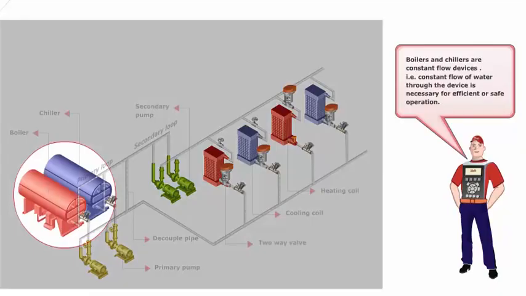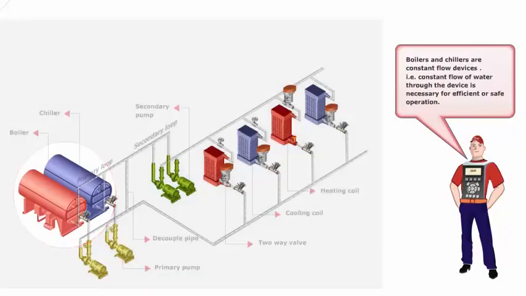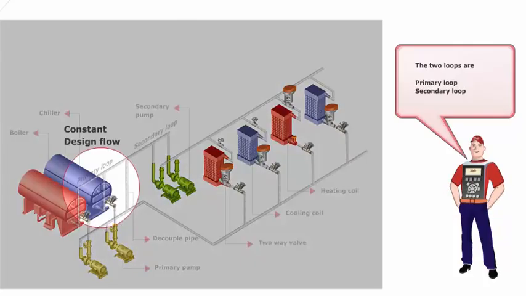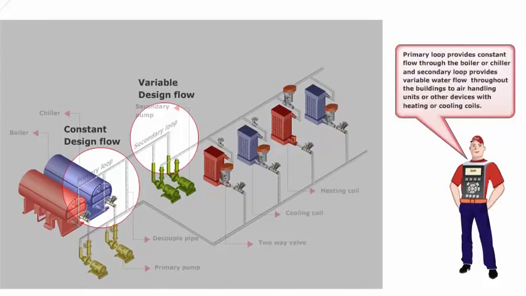Boilers and chillers are constant flow devices. That is, constant flow of water through the device is necessary for efficient or safe operation. In order to provide constant flow, HVAC systems are designed with two independent water loops: the primary loop and the secondary loop. The primary loop provides constant flow through the boiler or chiller, and the secondary loop provides variable water flow throughout the building to air handling units or other devices with heating or cooling coils.